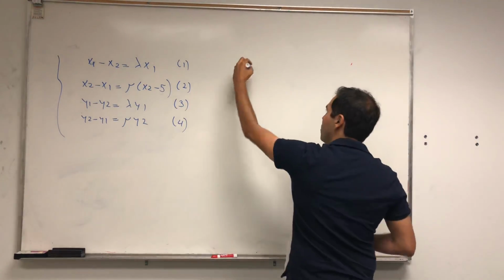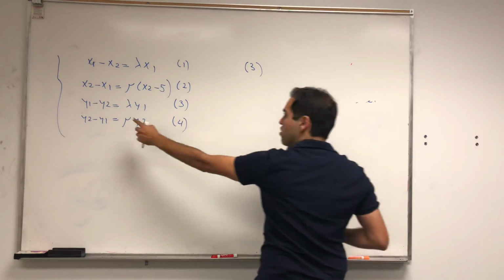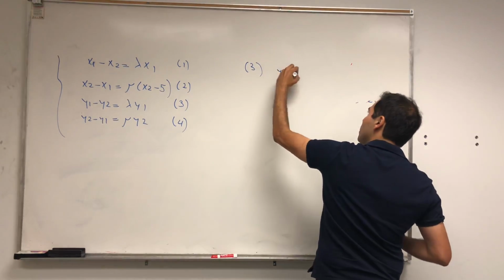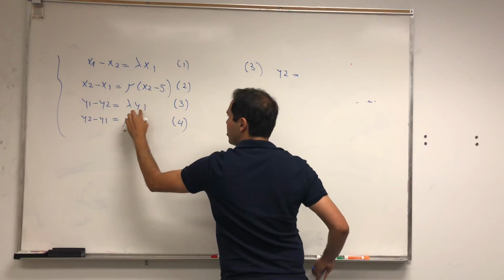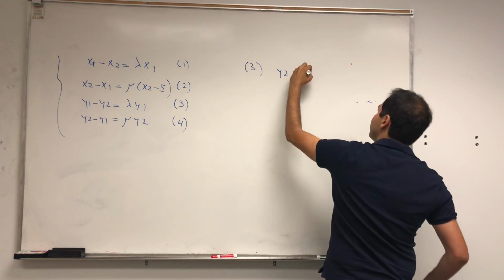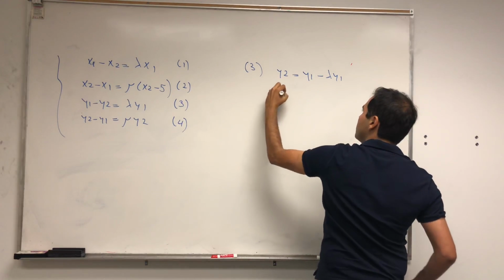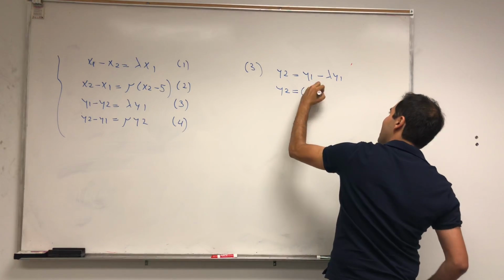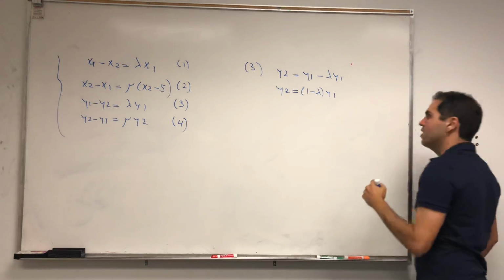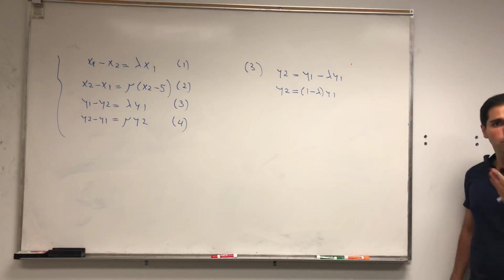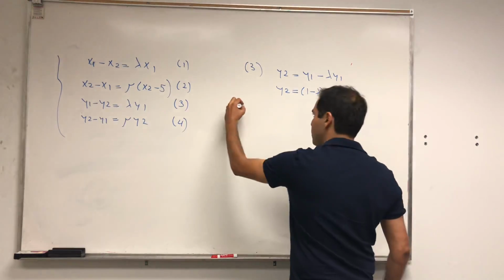So 3 and 4. Well, for 3, the nice thing is you can solve for y2 in terms of y1. Put y2 here, lambda y1 on the left-hand side. So y1 minus lambda y1. So y2 is (1 minus lambda) y1. Which is good. It tells you that once you found y1, you can solve for y2.